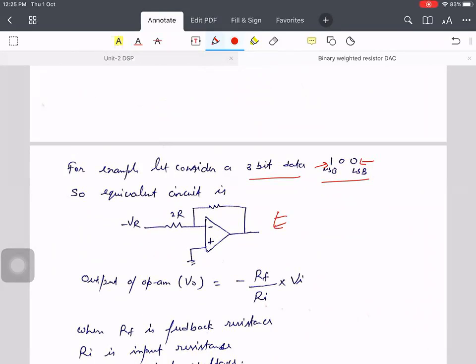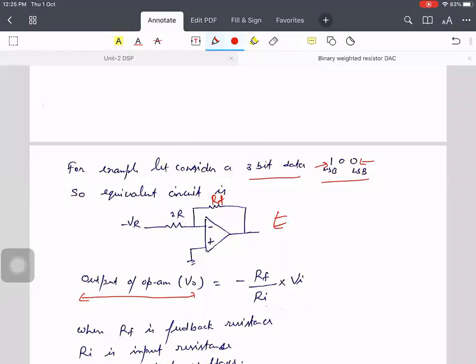So after considering all the data, we will get this final circuit. This is RF. Clear? Now you have to remember this point because we are not going into the depth of your operational amplifier.